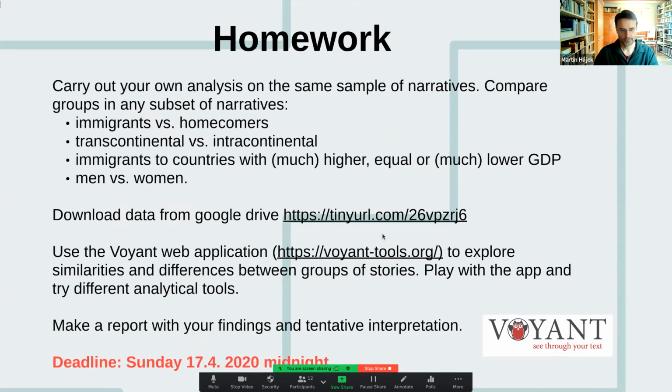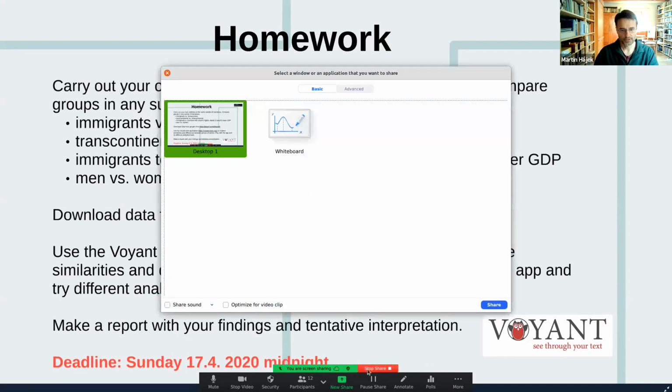And now I'm going to stop sharing and ask volunteers for presenting their own homework. For example, Lisa had. Do we have Lisa here? No, I don't see Lisa, but I see Natalia. Please. Hi, hello. Hello.